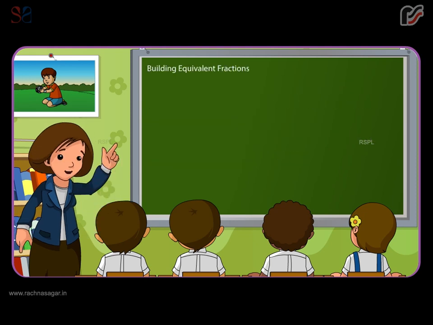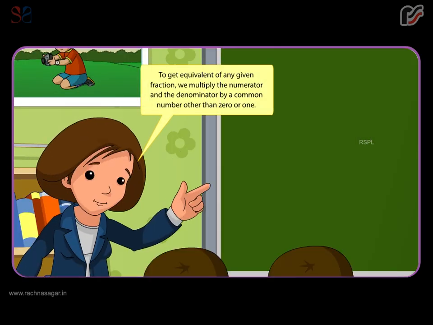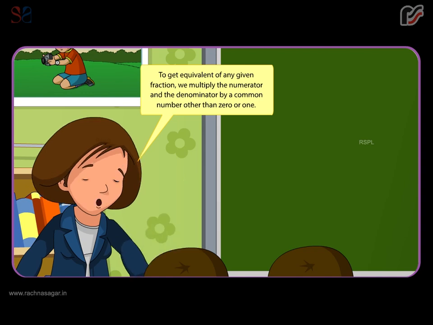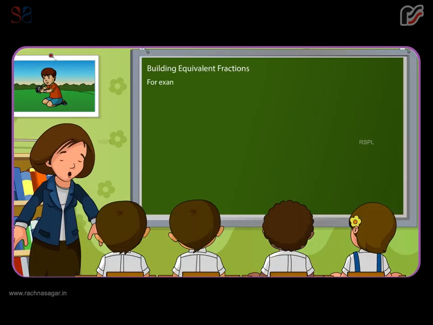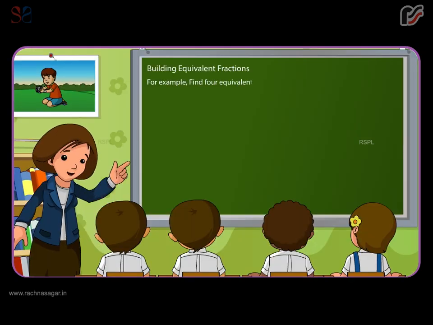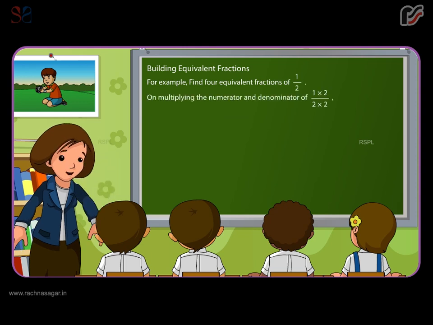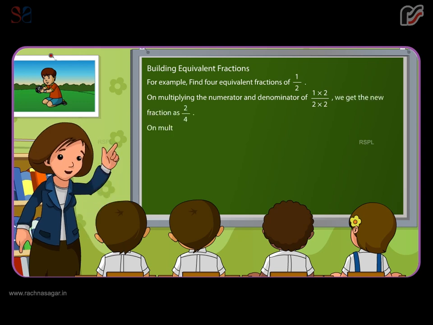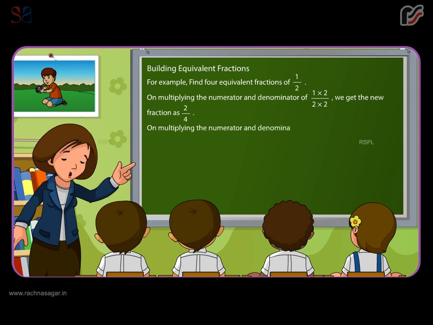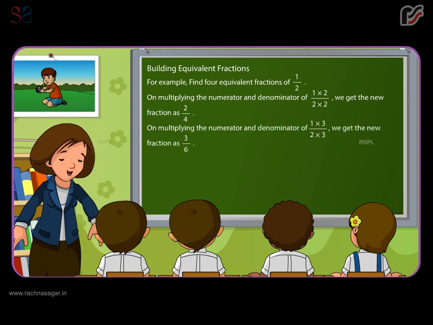Building equivalent fractions. To get an equivalent of any given fraction, we multiply the numerator and the denominator by a common number other than 0 or 1. For example, find 4 equivalent fractions of 1/2. On multiplying the numerator and denominator of 1/2 by 2, we get the new fraction 2/4. On multiplying the numerator and denominator of 1/2 by 3, we get the new fraction 3/6.